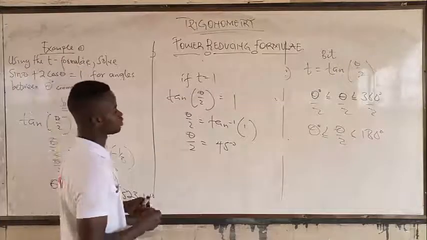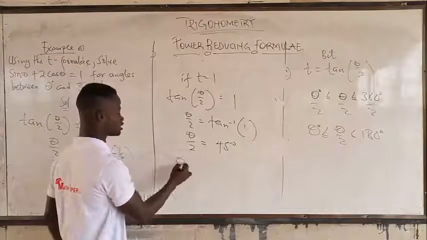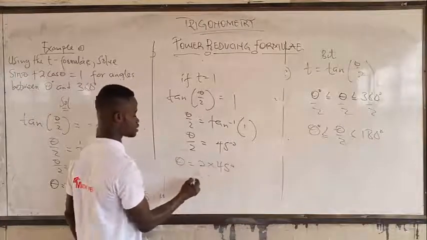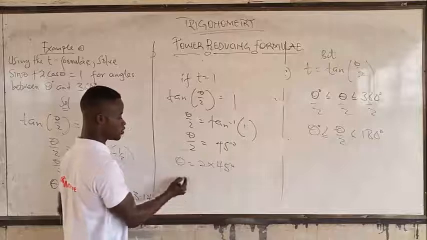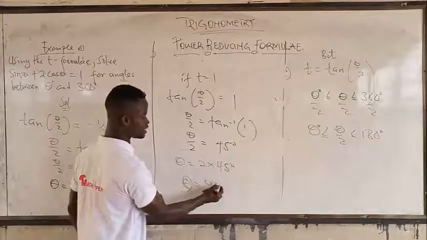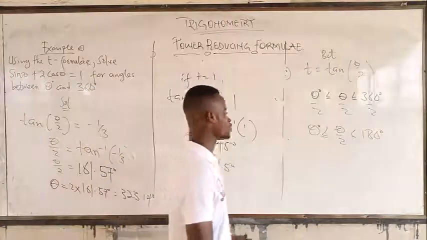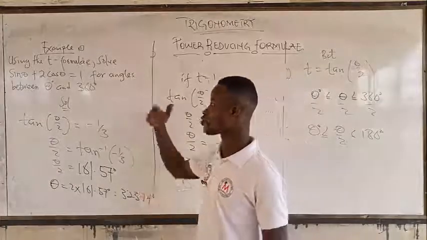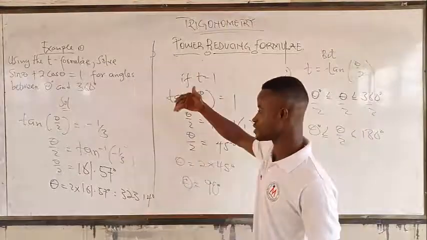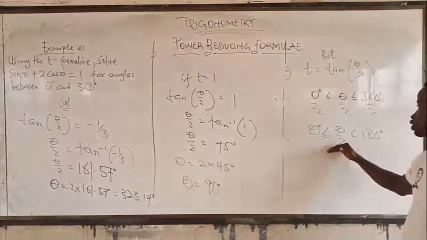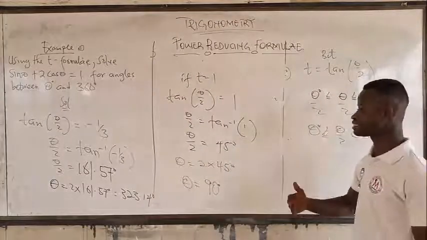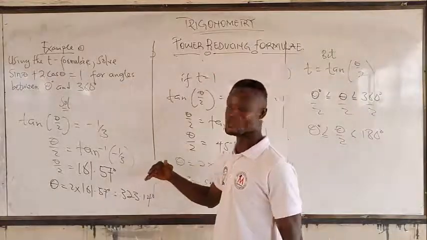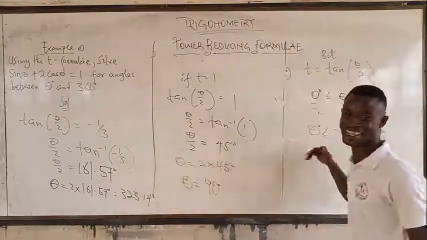Now, let's look for the theta here. You multiply 2 by 45 degrees, and this one too, you are going to get theta to be 90 degrees. Wow! So you can see that for theta, we are within the interval of 0 degrees and 360 degrees. And for half angle also, we will be in the interval of 0 degrees and 180 degrees.